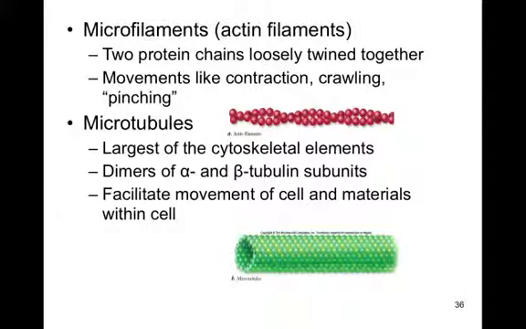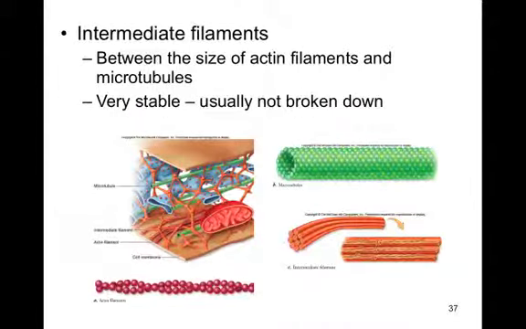The microtubules are the largest of the cytoskeletal elements. They're a tubular structure formed of dimers, that is, pairings of alpha and beta tubulin subunits. This type of cytoskeletal component facilitates movement of a cell and materials within the cell. The microtubules can act somewhat like highways or rail lines within the cell.